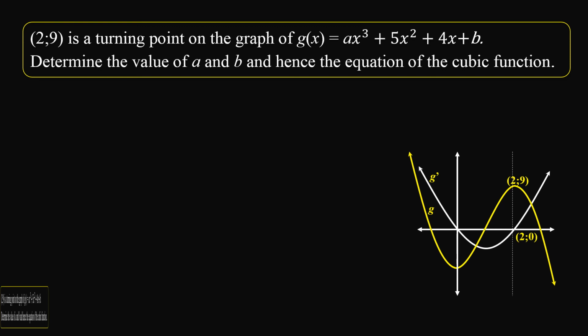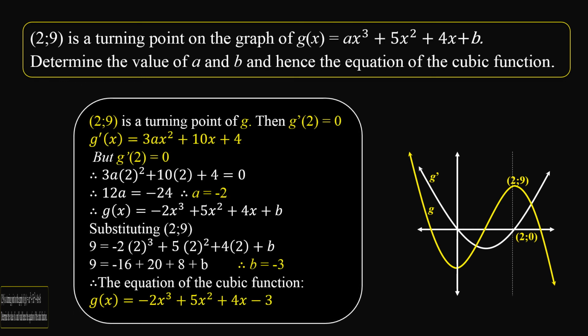Now, just to make the idea behind this question very clear, I'm also going to show you how we use this turning point of the cubic function and the x-intercept of the derivative function. Look at that. G dash is there, g is there, the turning point is (2, 9). Now we know that the x-intercept is (2, 0) on the parabola, and g dash 2 must be equal to 0 because it is an x-intercept. Now we use this information.